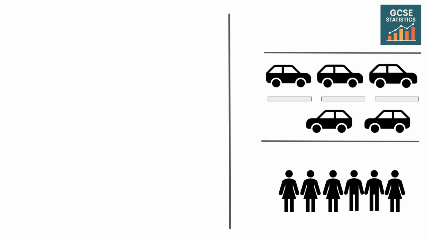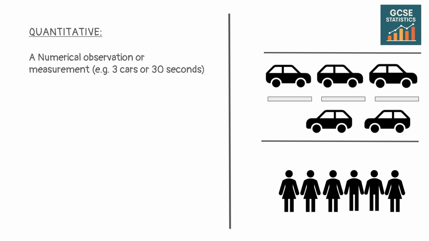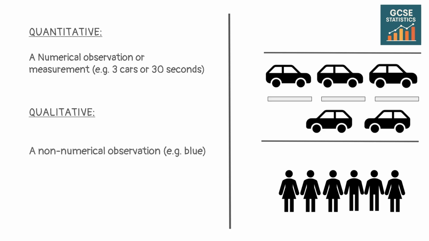So, from these examples, we can determine that quantitative data is any numerical observation or measurement, and the examples that we said earlier, including the time of 30 seconds, are all valid examples of quantitative data. By contrast, qualitative data can be defined as any non-numerical observation, as in our case, we confirm the color, for example, a blue car, was qualitative.